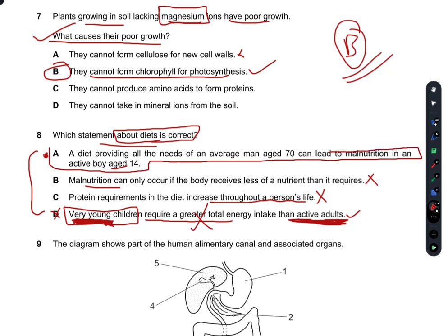So, a diet providing all the needs of a man aged 70 can lead to malnutrition in an active boy aged 14. First, this boy is active. Second, his body is growing. He needs all the nutrients that a 70-year-old man needs, and much more, since he is an active boy aged 14. So yes, A is the right answer.